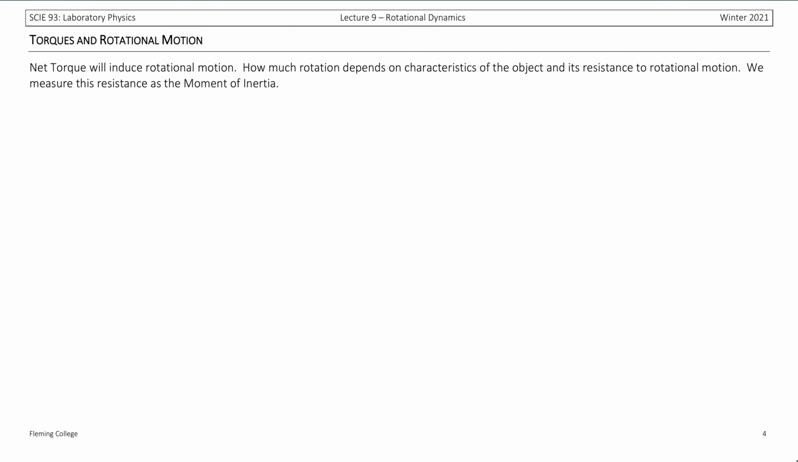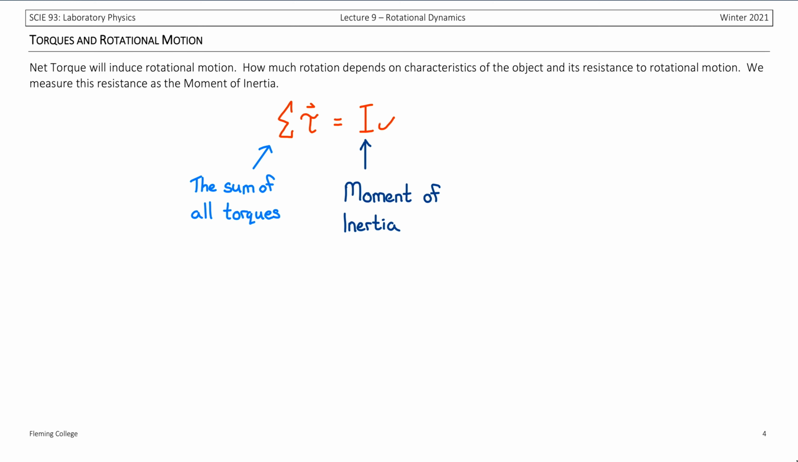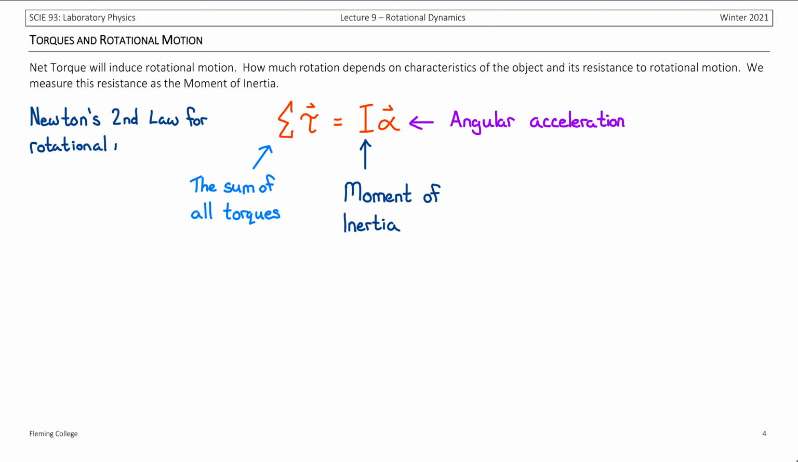We mentioned earlier that a net torque will induce rotational motion. Now, how much rotation depends on characteristics of the object and its resistance to rotational motion. We calculate this using the equation: the sum of all torques, which is your net torque, will be equal to I, where I represents the moment of inertia, multiplied by alpha, and alpha represents the angular acceleration. This should look familiar. This is actually Newton's second law. Remember, force is equal to mass times acceleration, but written with rotational motion components.